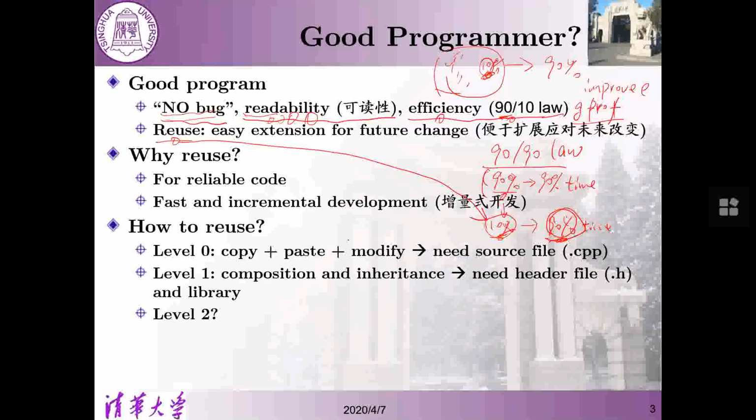And this code does not have bugs, right? So this reuse will be easy for extension. Actually, this is what we will learn later. And why reuse? This is for reliable code. Because we have reliable code, there are fewer bugs and less development time.